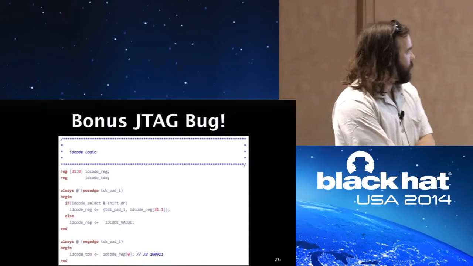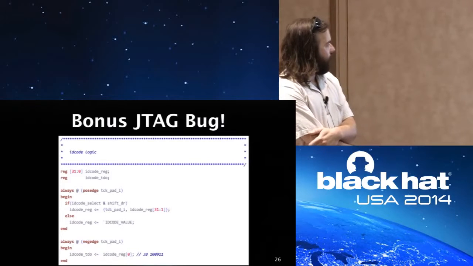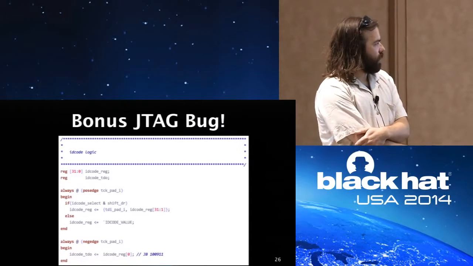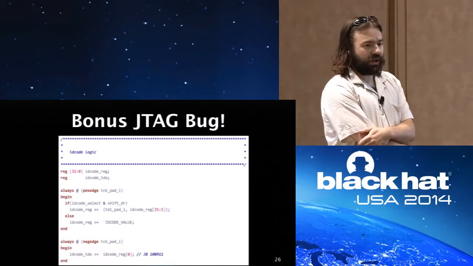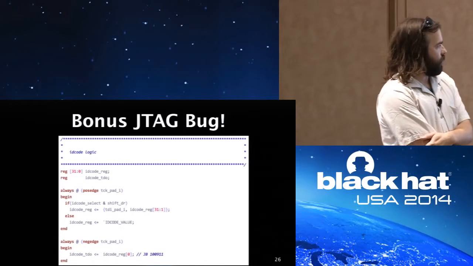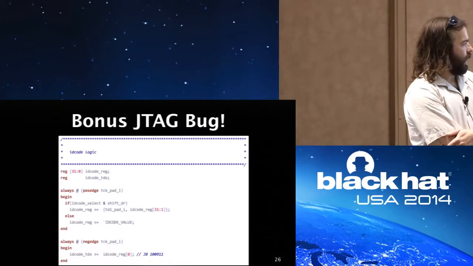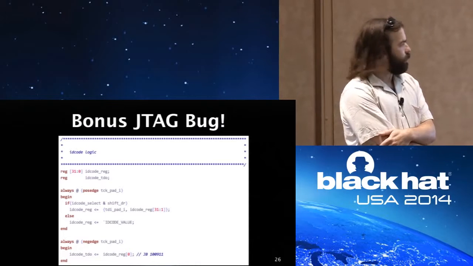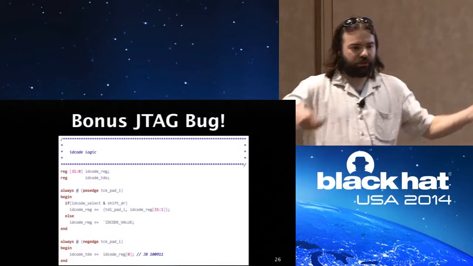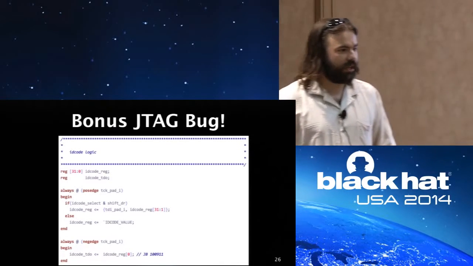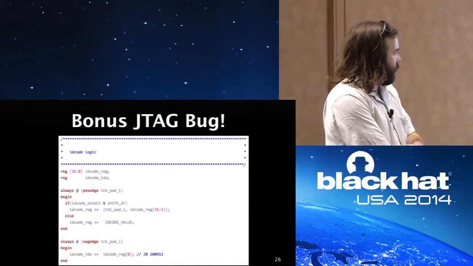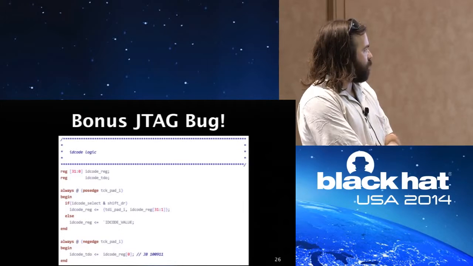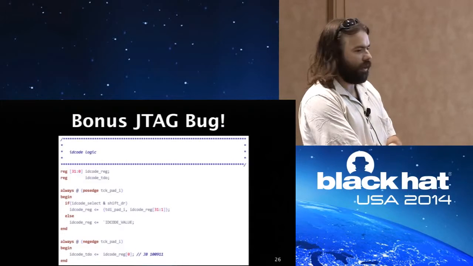So as a bonus, to throw in this extra JTAG bug, the ID code select. When we're in shift DR, and ID code is our current instruction, what it tells us to do is basically shift data out and shift in a TDI bit, right? So basically we shift through the 32 bits of ID code. The problem though is down here, basically any other time except for shift DR, we reset our ID code.